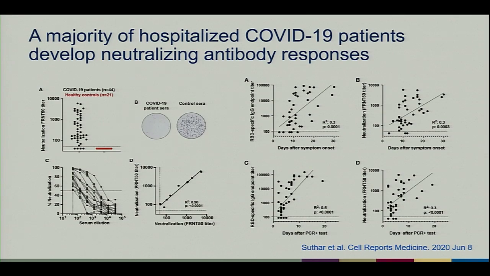We know that a majority of hospitalized COVID-19 patients develop neutralizing antibody responses. This is from a recent article out of Emory from Mehul Suthar and Jens Rammert. And just look at panel A, and that's the neutralization titers from hospitalized coronavirus patients versus healthy controls. And all but 4 of them had detectable neutralization titers, although the titers ranged quite widely. Next slide, please.